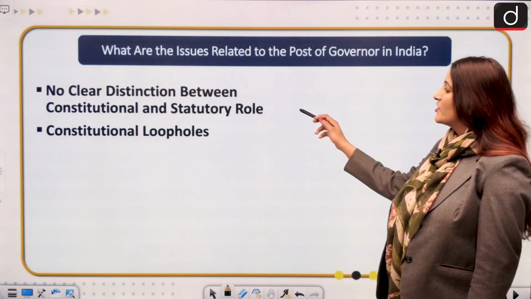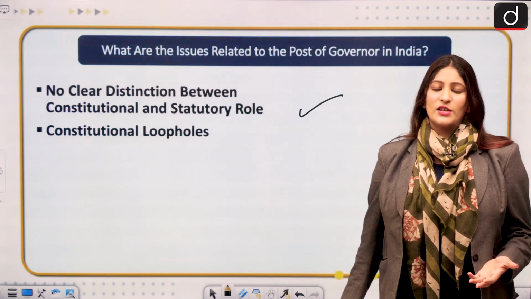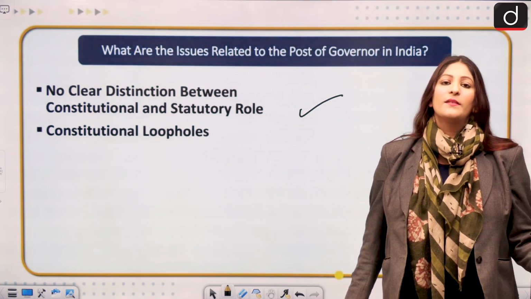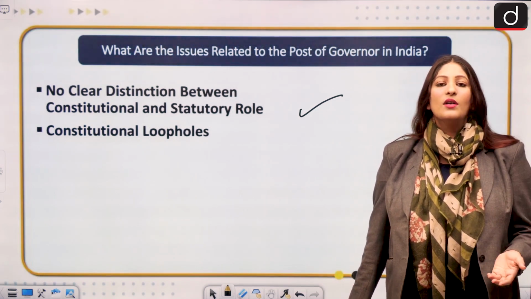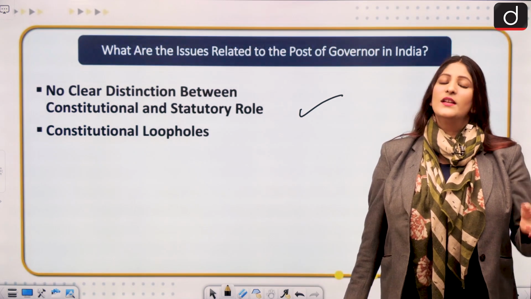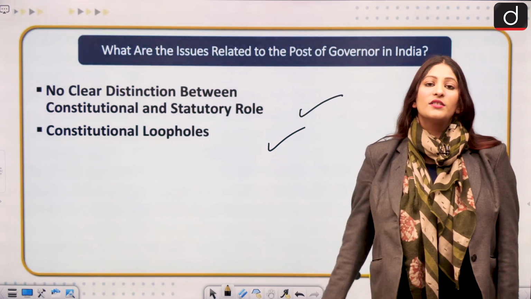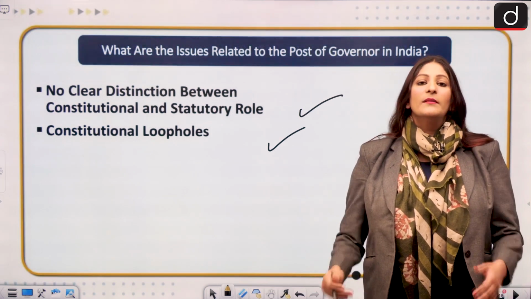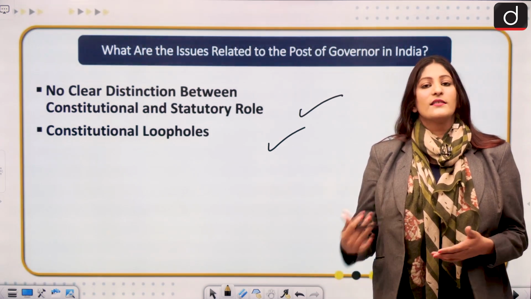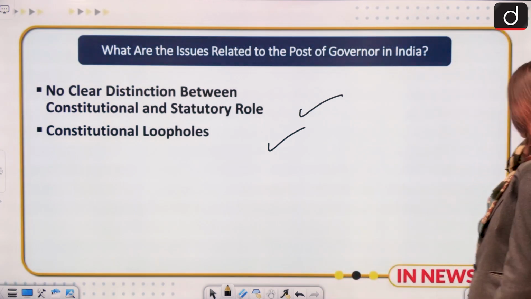There is no clear distinction between the constitutional and statutory role as the head of the state and also as the chancellor of the university. Because of this also, a lot of disputes occur. There are many constitutional loopholes which make the governor actually a center's agent rather than a representative.